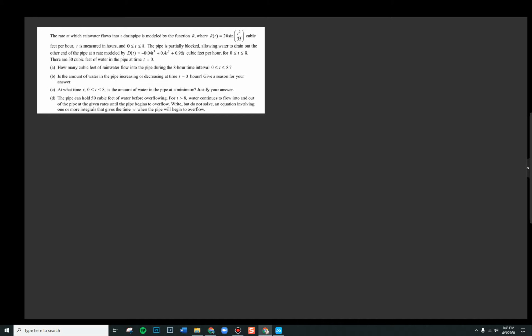Okay, so this is talking about rate. I'm assuming you guys read it. I'm going to dive into letter A. How many cubic feet of rainwater flow into the pipe during the 8-hour time interval? Well, if my rate is 20 sine and all that good stuff, we just have to take the integration of the rate. I'm going to write A over here: the integral from 0 to 8 of R of t dt, which you input in your calculator, and you'll get 76.571. Okay, that's it.